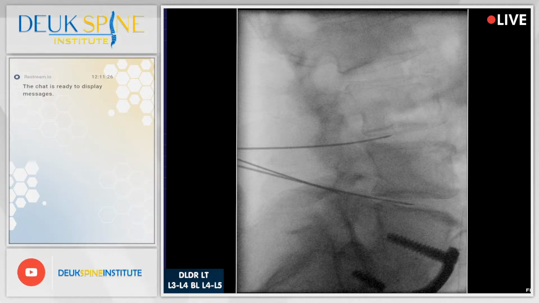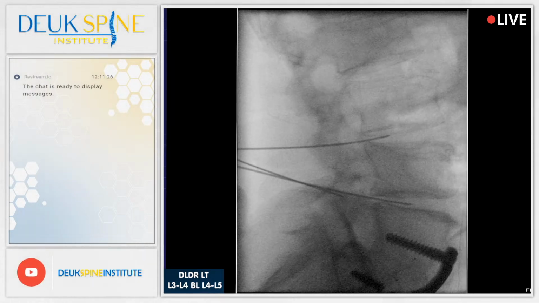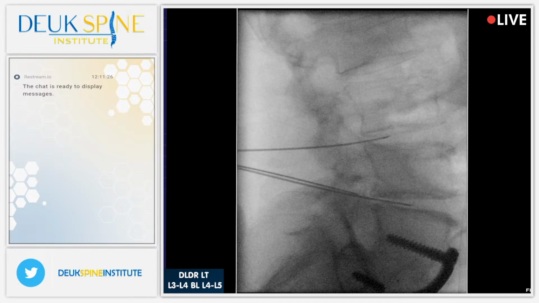Shot. I'm right on the facet joint. And now I'm just slipping under the facet joint. Shot. Going right for that disc.